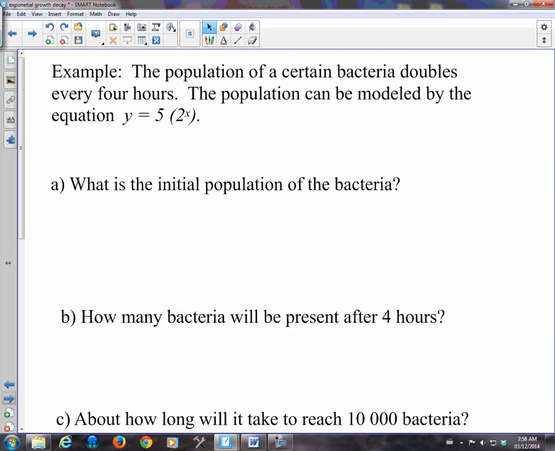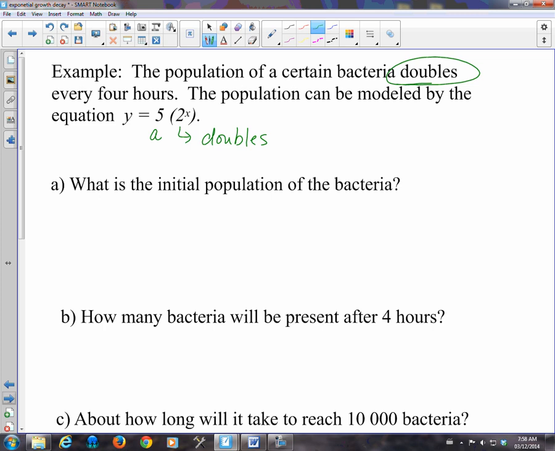Let's look at another example of growth. Population of a bacteria doubles every 4 hours. The population is modeled by the equation y equals 5 times 2 to the x. There's my initial value. I'm starting with 5 bacteria. There's what I'm growing by. It's 2 because the population doubles. So I'm multiplying by 2 every time.